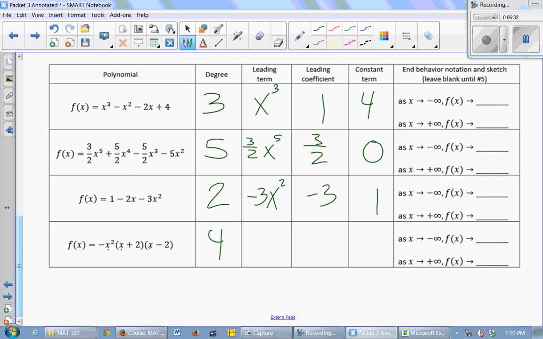So let's actually do the multiplication out just in case we couldn't see that. I'm going to keep the negative x squared for now, and I'm going to FOIL the x plus 2 times x minus 2, and you get x squared minus 4. And then distribute the x squared that's out front, and you get negative x to the 4th plus 4x squared. So I just simplified that to put it in polynomial form.